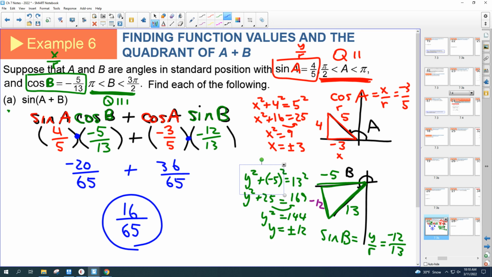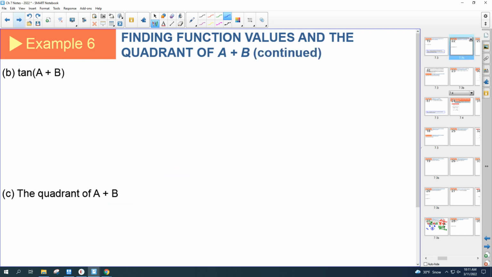Now, if you didn't want to draw that picture, you could have used your Pythagorean identities. Sine squared plus cosine squared equals 1. That'll get you there. You're going to have to think about what quadrant you're in so that you know if it's negative or not. But that'll get you there too. I just like the picture because I'm going to end up using that picture again in part B.